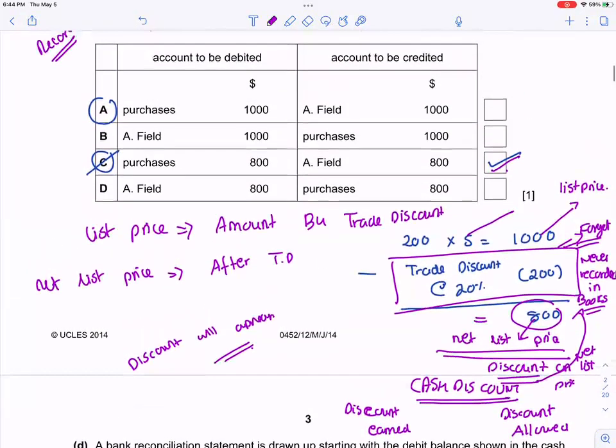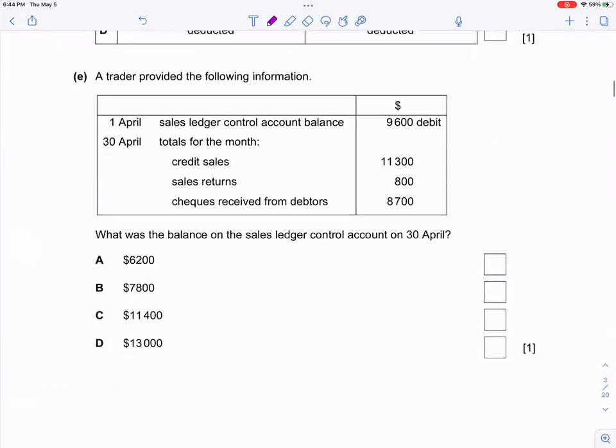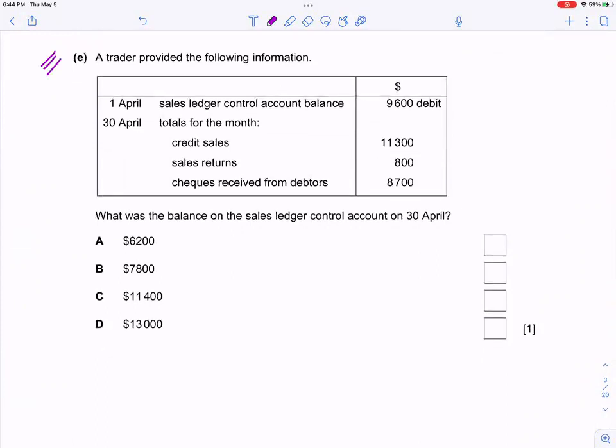Should I proceed? Yes. Do this E1. Analyze the information and tell what is this information about. SLCA. And what do they want you to find? They want you to find the balance at the end of the month. Balance. That means you can prepare a rough SLCA with just the amounts.